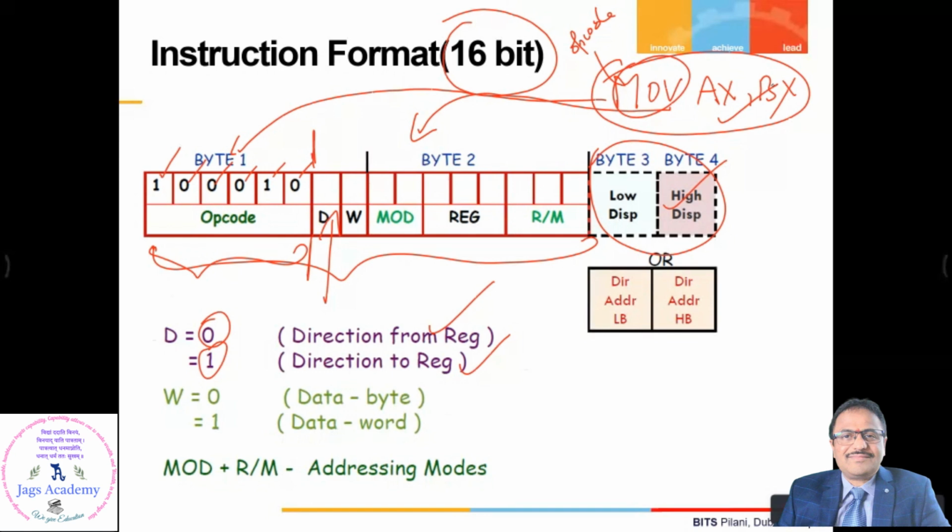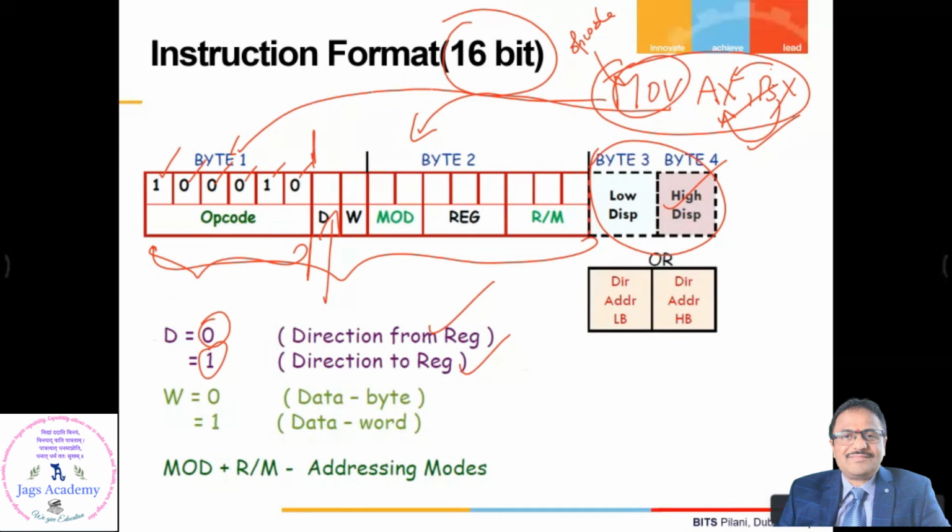Suppose you have an instruction move AX comma BX. Here, data is coming from the register. Data is also going to the register. Yes or no? So, for this type of instruction with register addressing mode, your D can be either 0 or 1.